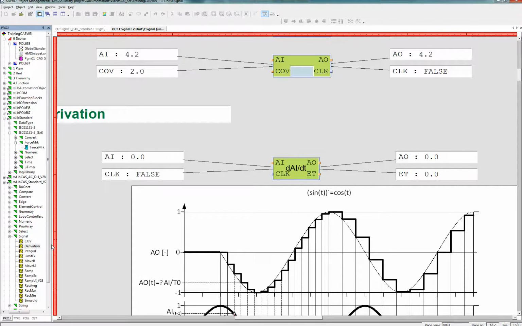Derivation. This block comes from a signal sublibrary from CAS Standard, and it looks like that. It has two inputs, analog input and clock trigger, and an output with execution time.